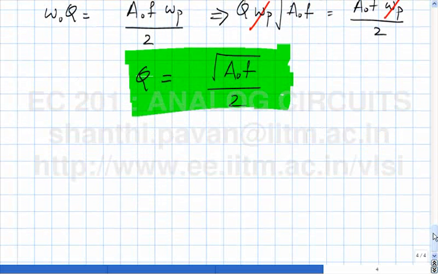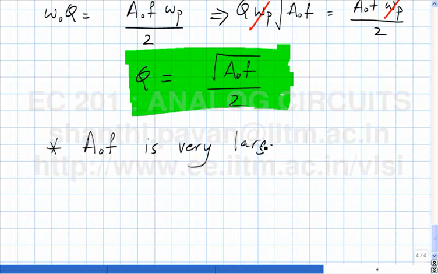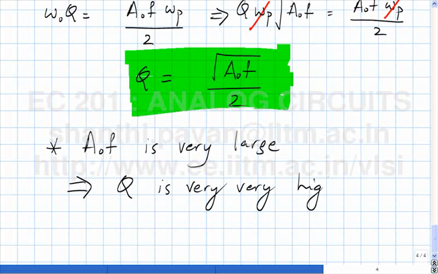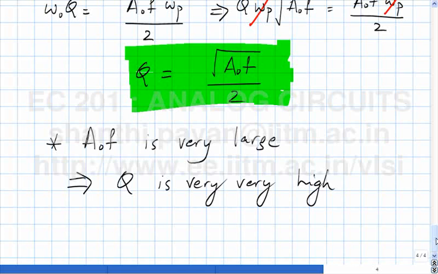You understand? And what did we say about A naught f? We want A naught f to be very large. And that implies the closed loop system is stable and the quality factor of the poles is very, very high. And what does this physically mean? Is this a good thing or a bad thing?